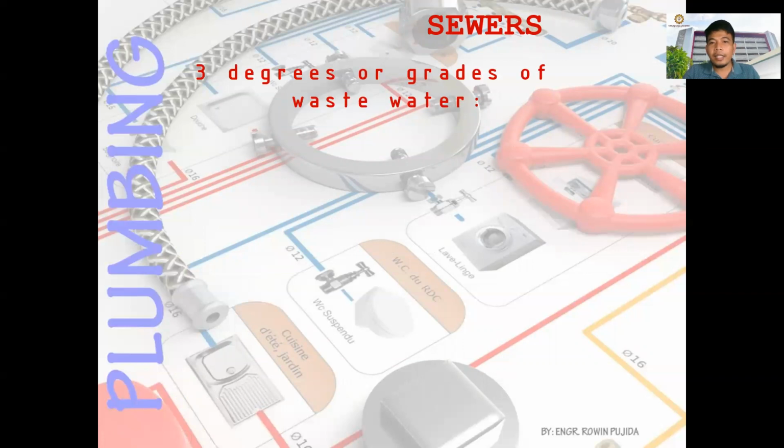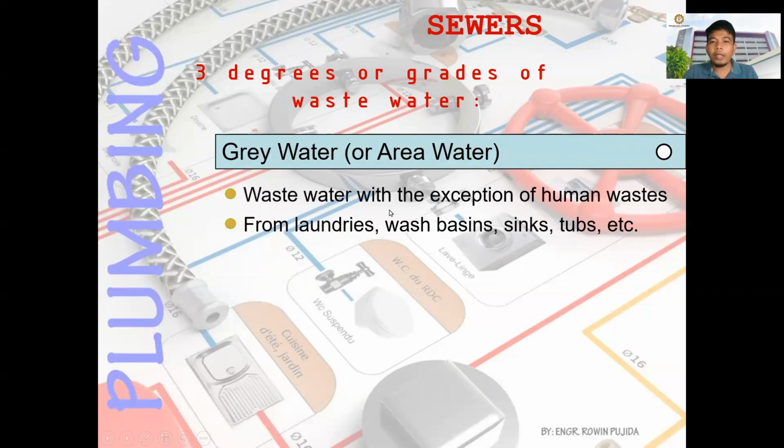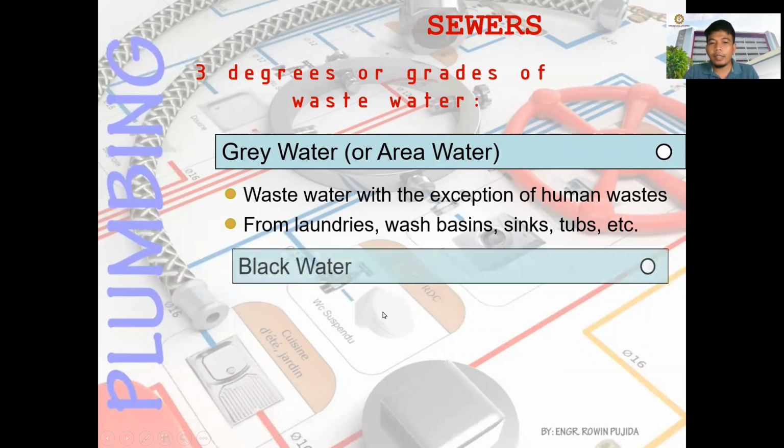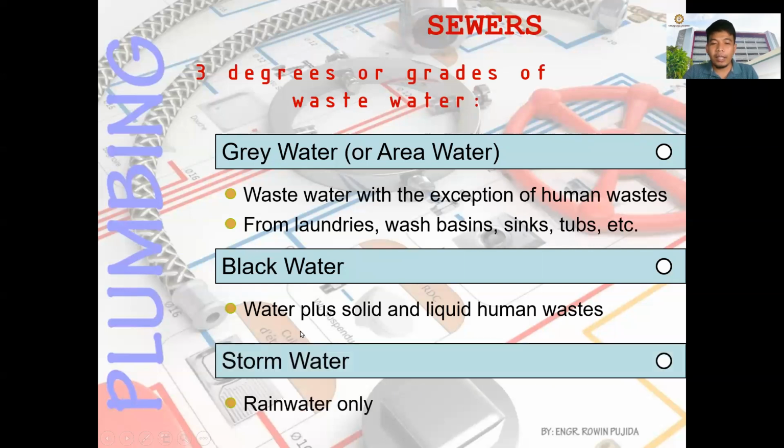So you have 3 degrees or grades of wastewater. First is the gray water, or the area water. This is wastewater with the exception of human waste. This is from laundries, wash basins, that is from lavatories, sinks, tubs, and etc. Next is the black water. This is water plus solid and liquid human waste. So black water comes from the water closet. And then you have the storm water. This is from rainwater only. Okay.